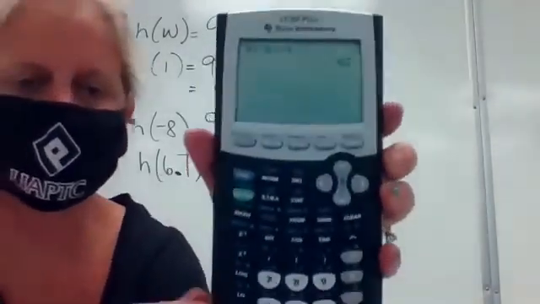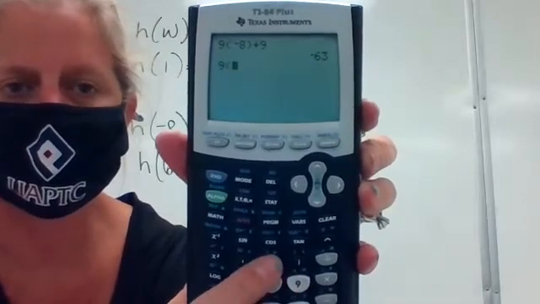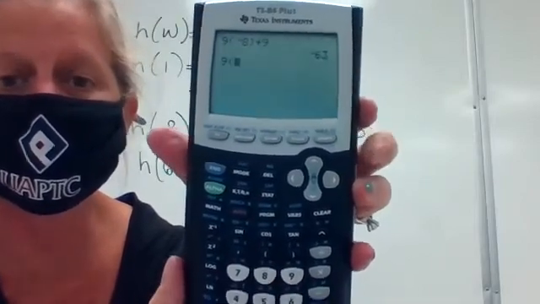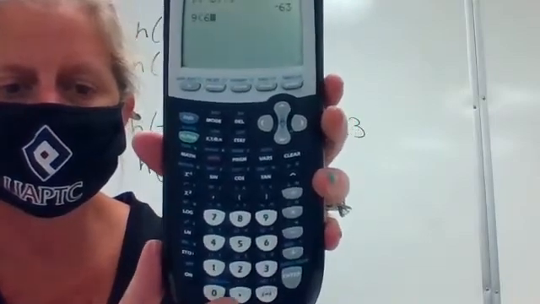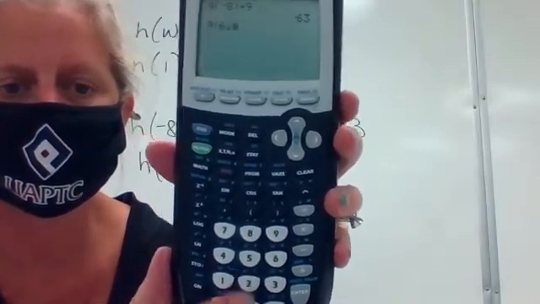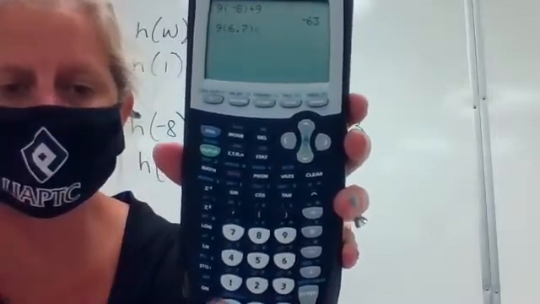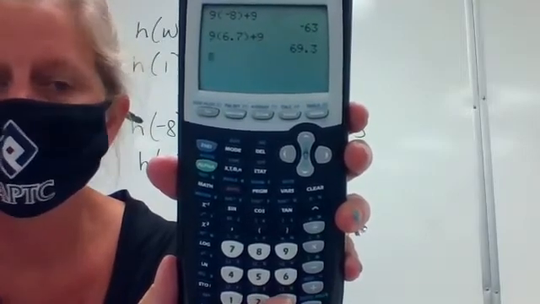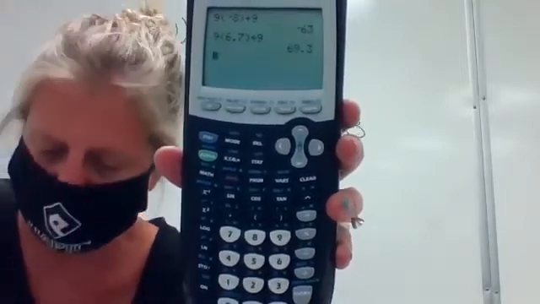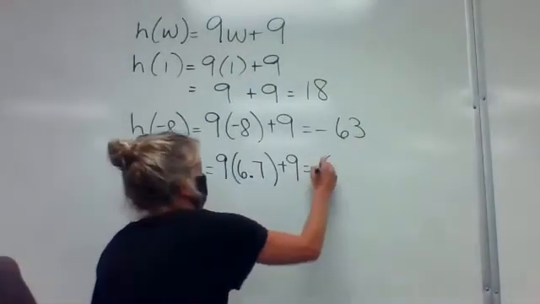So just like last time, 9, open parentheses. This time inside the parentheses, I have 6.7. So 6, here's my point down here below the 2. 0.7, close. After the parentheses, I have plus 9. Hit enter. It follows the order of operations. It does everything in the correct way. 69.3.